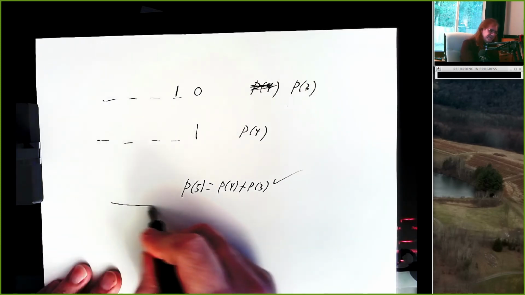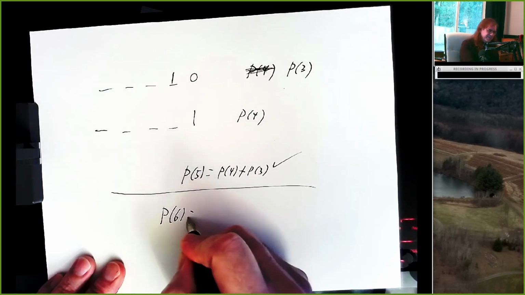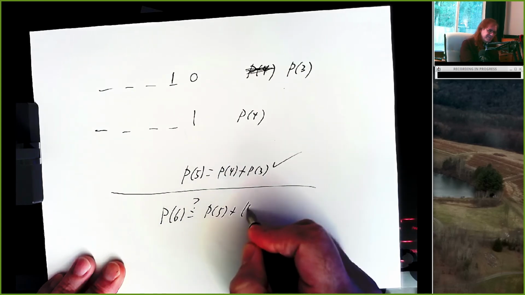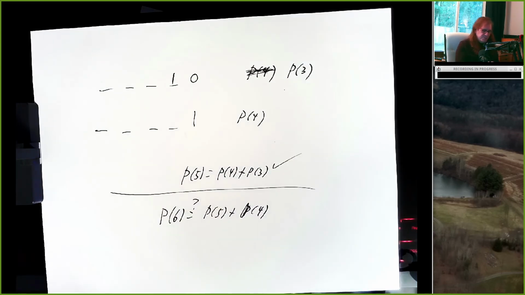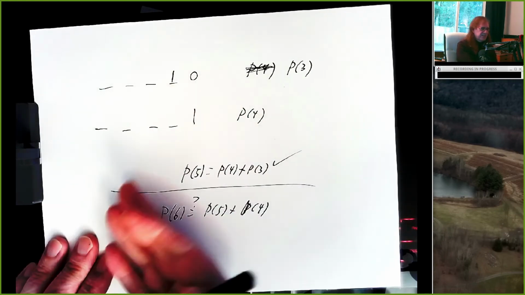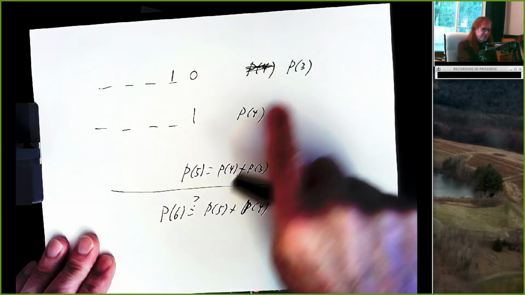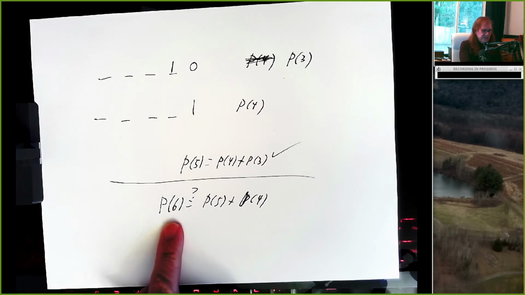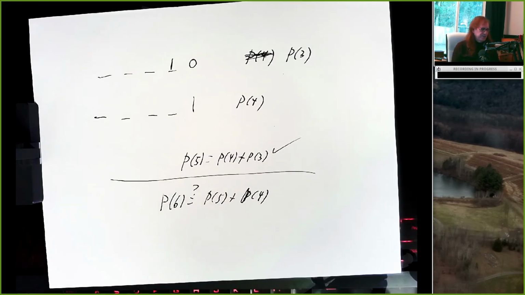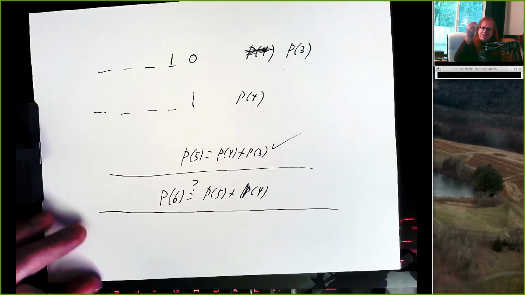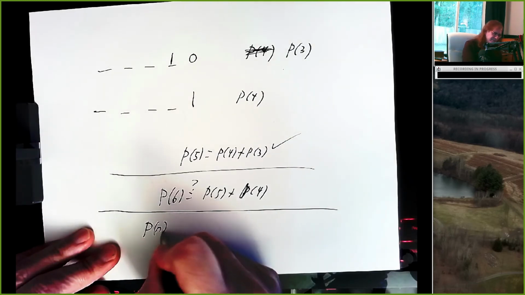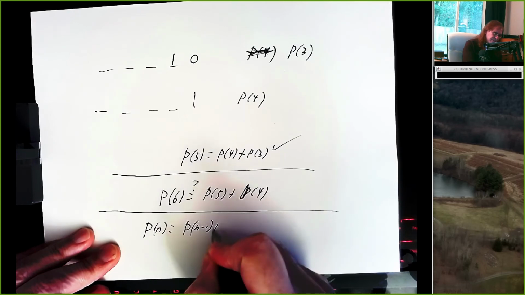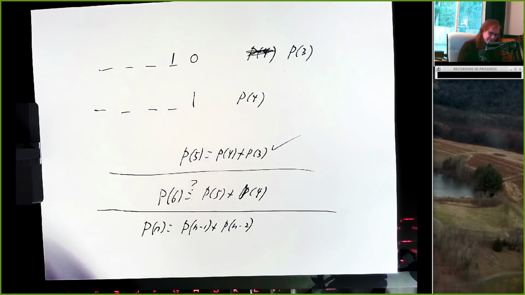But what about P of 6? This does not prove that P of 6 is equal to P of 5 plus P of 4. But we could prove it by doing this exact same thing with 6 lines and putting a 1 and a 0 and saying P of 4, P of 5. And if I wanted to prove that this formula was true for P of 10 equals P of 9 plus P of 8, I could do that by repeating this process a few more times. But if I wanted to prove that for any n bigger than or equal to 2, P of n equals P of n minus 1 plus P of n minus 2, could I do that?